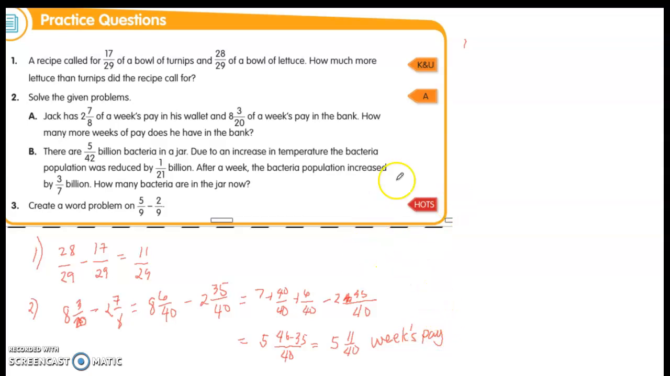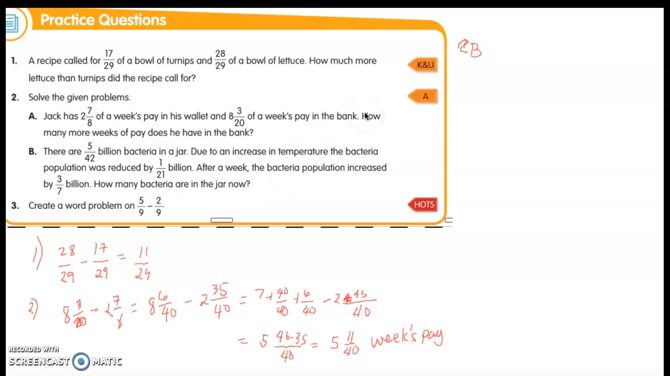Okay. Now for number 2b, solve the given problem. So there are 5 over 42 billion bacteria in a jar. Due to an increase in temperature, the bacteria population was reduced by 1 over 21 billion. After a week, the bacteria population increased by 3 over 7 billion. How many bacteria are in the jar now?